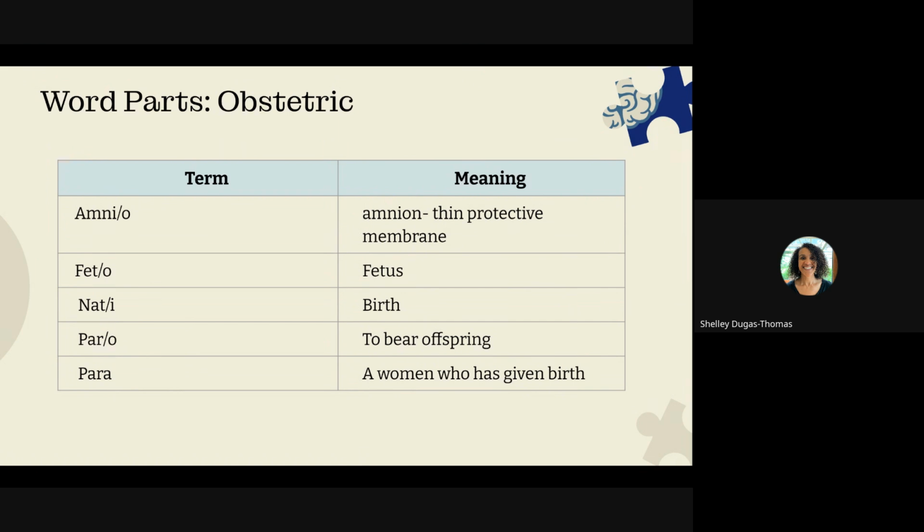Amno or amnio refers to the amnion, the thin protective membrane surrounding the developing fetus. Nati means birth. Neonatal equals new birth. Prenatal equals before birth. Para means to bear offspring. A para is a woman who has successfully given birth to a viable infant.